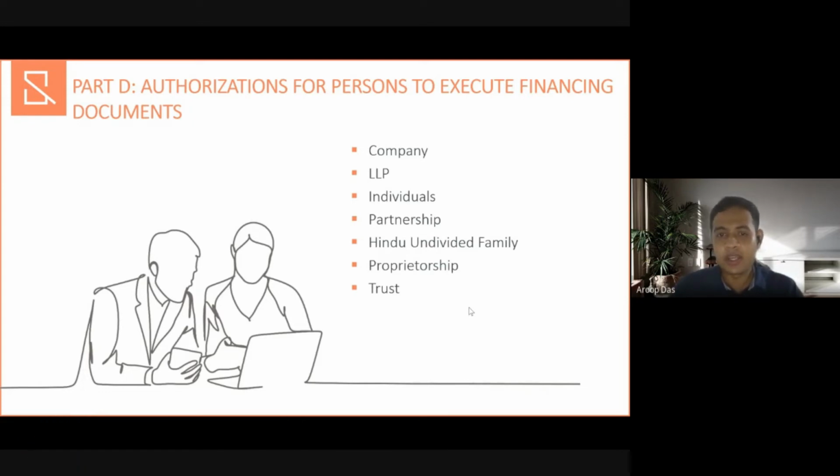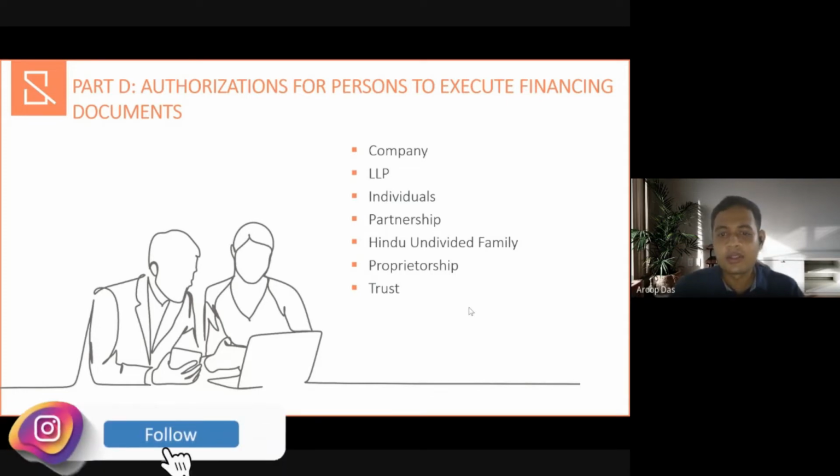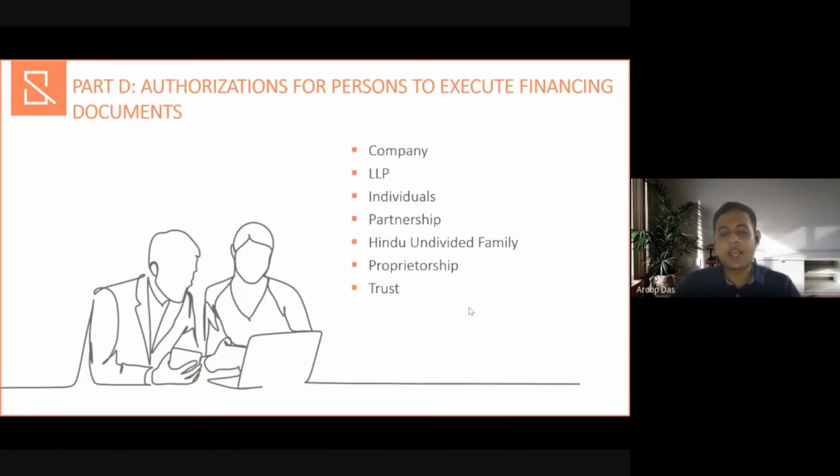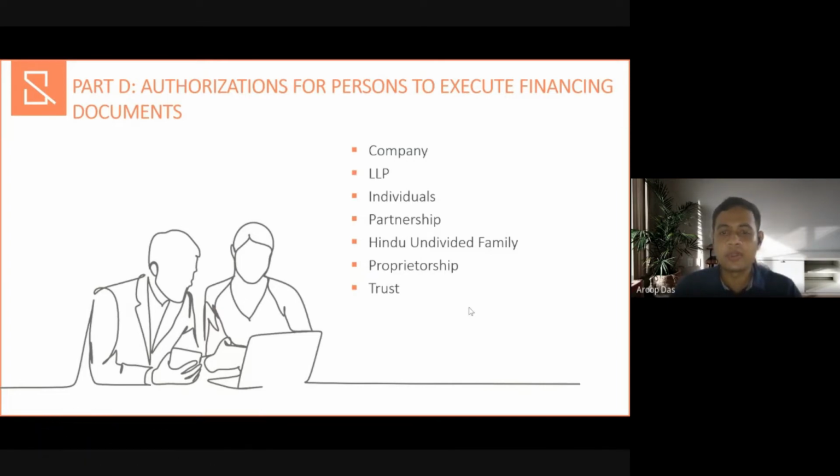Proprietorship, again, like individuals, as long as they're in a position to contract in terms of your Indian Contracts Act, they should be able to execute documents. But sometimes even proprietorships have their own constitutional documents, and that's something that you will have to look at. Trust is again where you will have to look at the constitutional documents, and you will also have to take the resolution from the beneficiary as well as the manager of a particular trust.